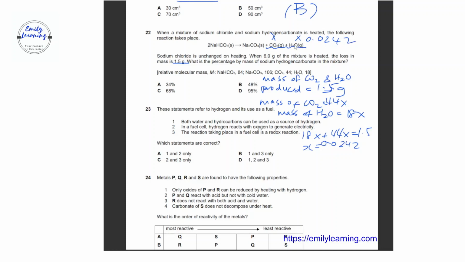H2O are being produced. So if you look at the mole ratio, the number of moles of NaHCO3 will be 2 times 0.0242, which is equal to 0.0484 moles. So the mass of NaHCO3 is basically equal to the number of moles, which is 0.0484, multiplied by its Mr, which is given here, 84.